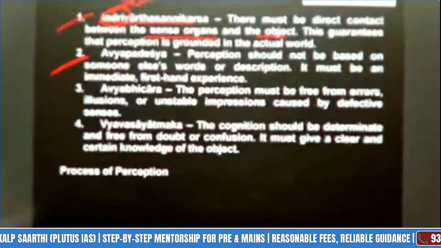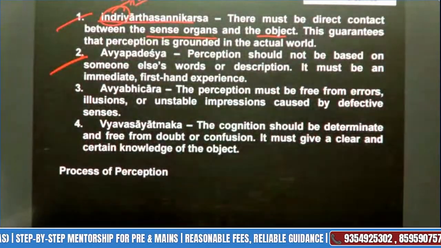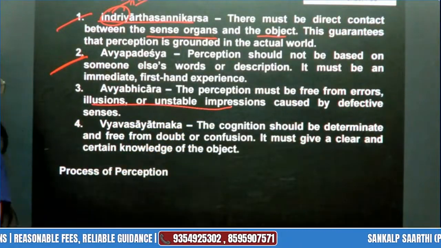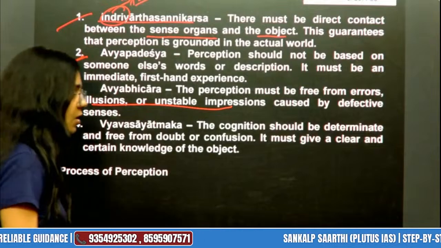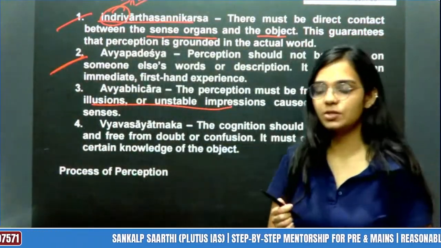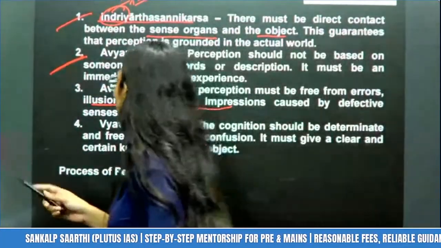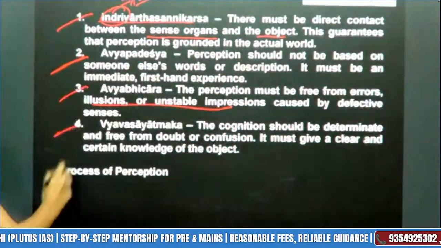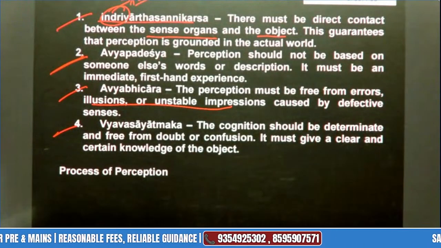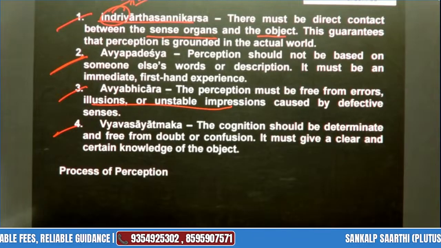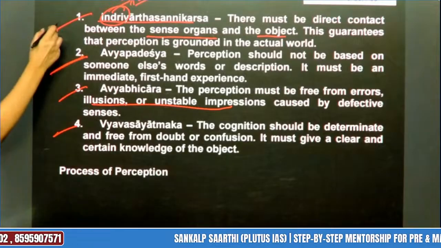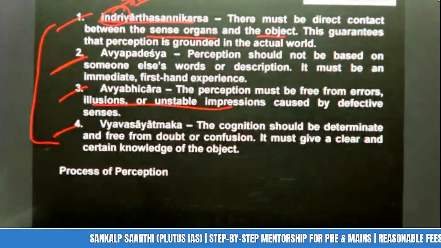Then Abhyabhichari, the perception must be free from errors, illusions, or unstable impressions caused by defective senses. So I can perceive this pen. Why? Because there is no discrimination or any problem in perceiving it, right? Then Vyavasayatmaka, the cognition should be determinate and free from doubt or confusion. It must give a clear or certain knowledge of the object. Understood all these 4 pointers? Yes, ma'am.